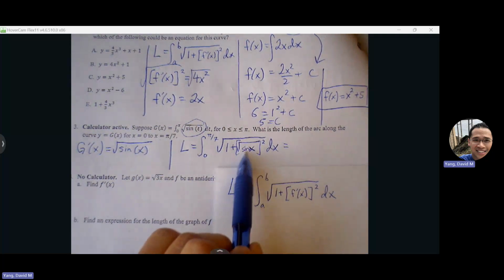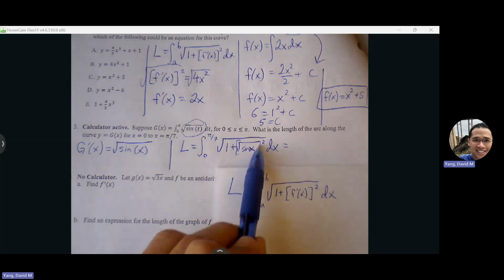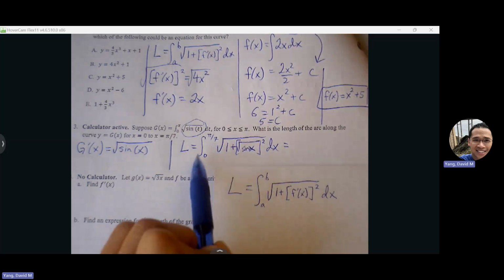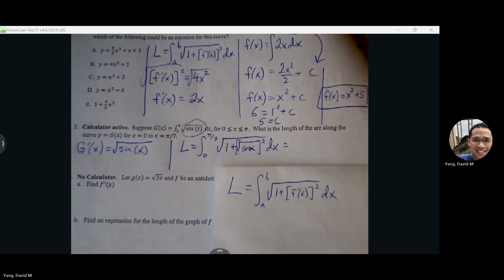Now, because there's a square root and a square, I think this will just clean up to be just sine of x. So just square root of 1 plus sine of x. Okay, so practice putting that in the calculator, see what you get. Make sure you're in radian mode.